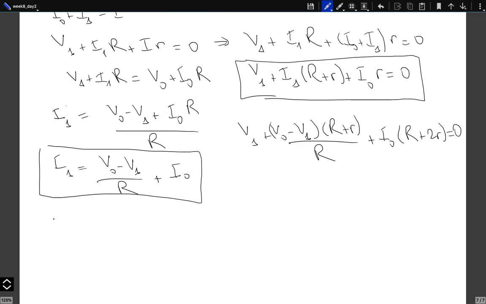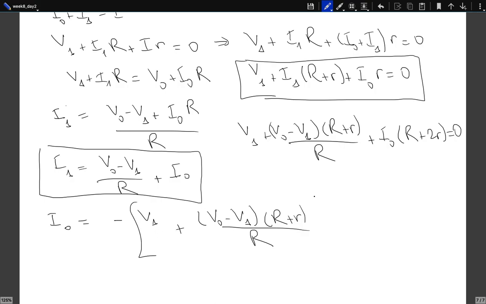And now I can solve for I0. I0 is equal to minus V1 over R minus (V0 minus V1) times (capital R plus small r) over R. Oh, sorry. Let me write it this way, multiplied with 1 over (R plus twice r). So if you know the resistance, just put the numerical values over there. And if you know the potentials, then you will find I0.